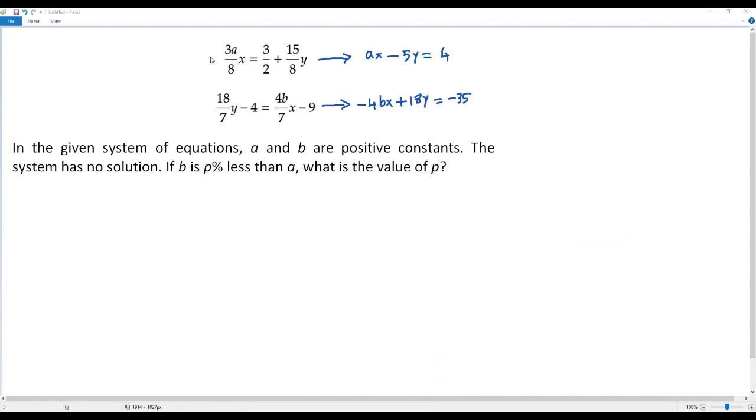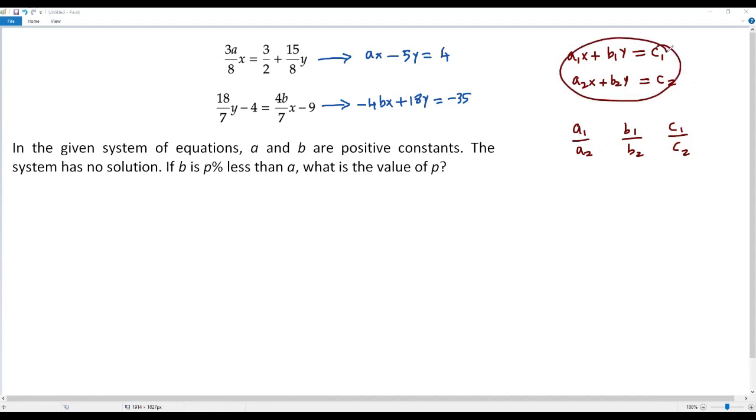Now, let me consider a system of two linear equations in standard form. That is a1x positive b1y equals c1. The other equation is a2x positive b2y equals c2. Now, let me get the ratio of the coefficients of x, then I'm getting a1 over a2, and the ratio of the coefficients of y, that is b1 over b2, and the ratio of the constant terms c1 over c2.